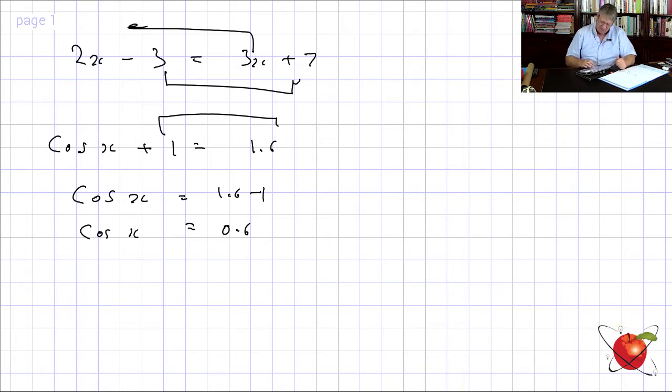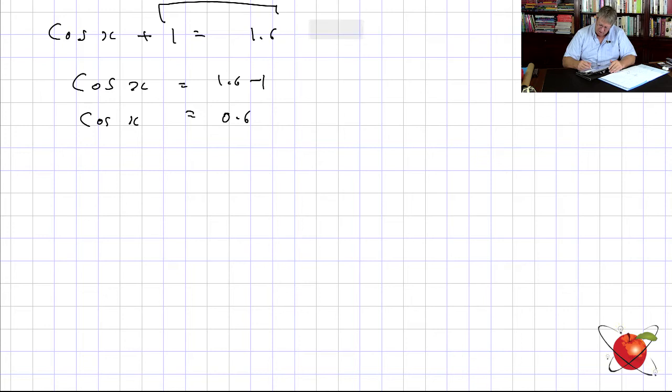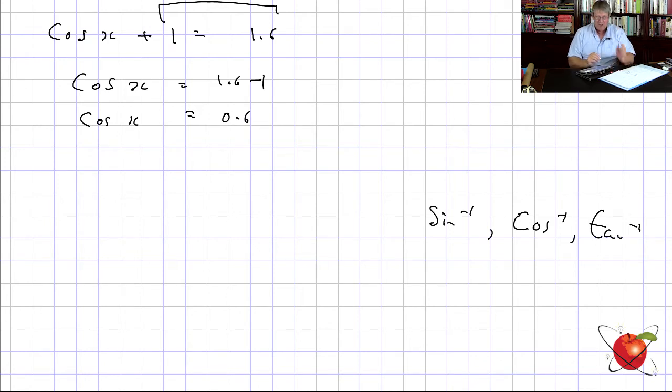Now, in trig equations, you are always going to be using arc sine, arc cos, and arc tan to find the answer. Why? Well, if I know that cos x is 0.6, I want x. How do I get rid of cos? Can I divide by cos? Yeah, of course. Well, try it. What is 1 over cos on your calculator? Work it out.